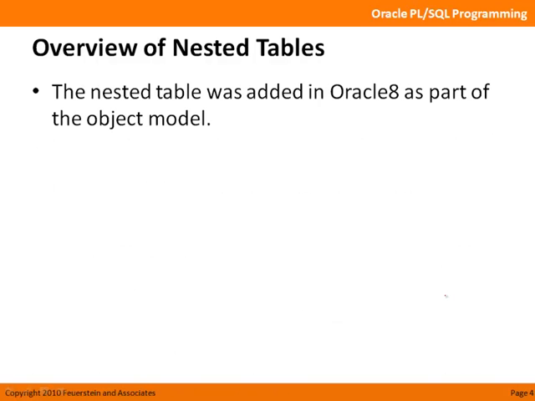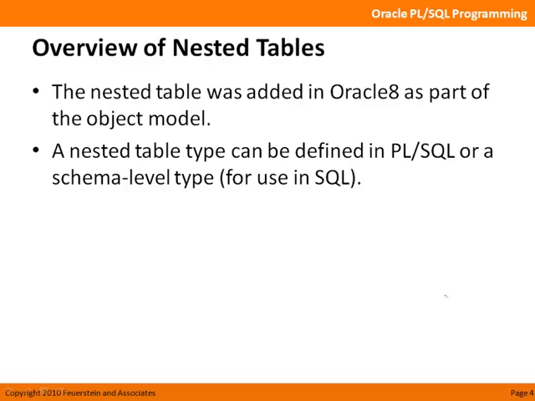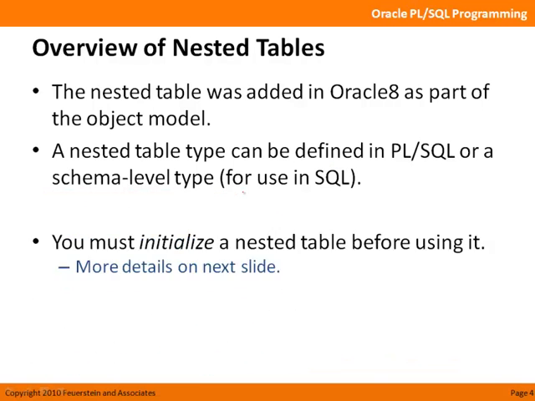The nested table collection type was added in Oracle 8 as part of the object model. So when Oracle added object types, they also added nested tables and a third collection type, V-arrays or varying arrays, to fill out the object-oriented approach to PL/SQL. Nested tables aren't necessarily a part of the object model, but they're often used in conjunction with it. You can define a nested table type and therefore the variables or the nested tables based on those types. You can define them in PL/SQL in a block of code or at the schema level for use in SQL.